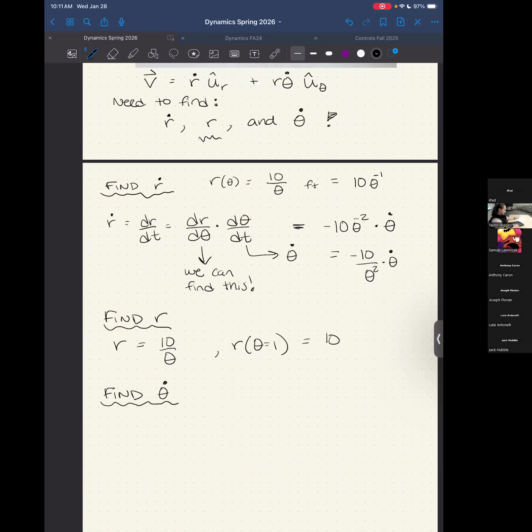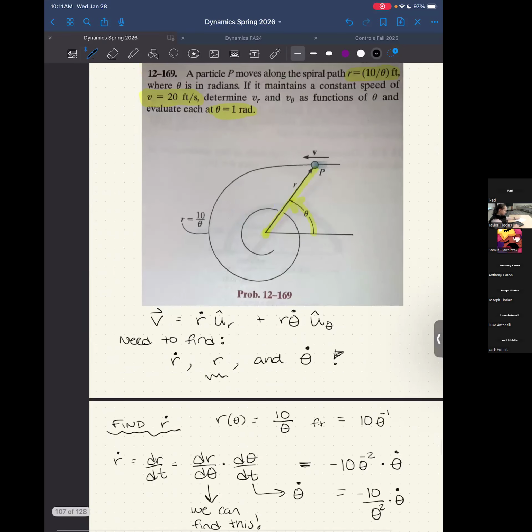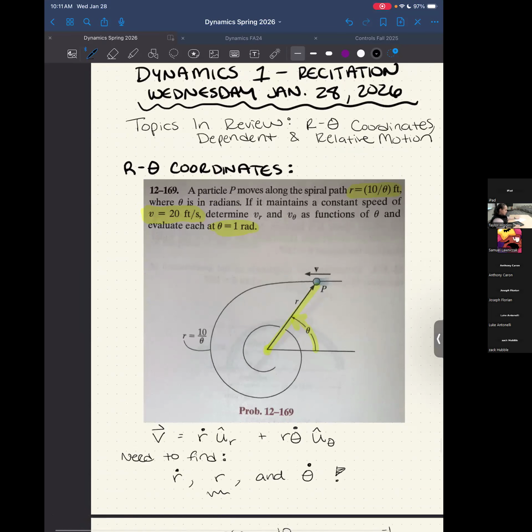Theta dot. This is where things get interesting. My next thought is, let's try to scour this problem for any extra information we've been given to see if there's any chance we can get a theta dot from there.